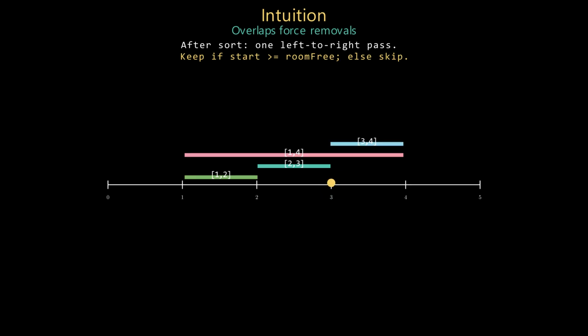One timeline, one room, overlaps force removals. Sort by end, tie break by start; that is the scan order for one greedy pass. A yellow bar marks room free time. We slide it right as we keep intervals. First row [1, 2], keep it. Room is free from 2 onward.